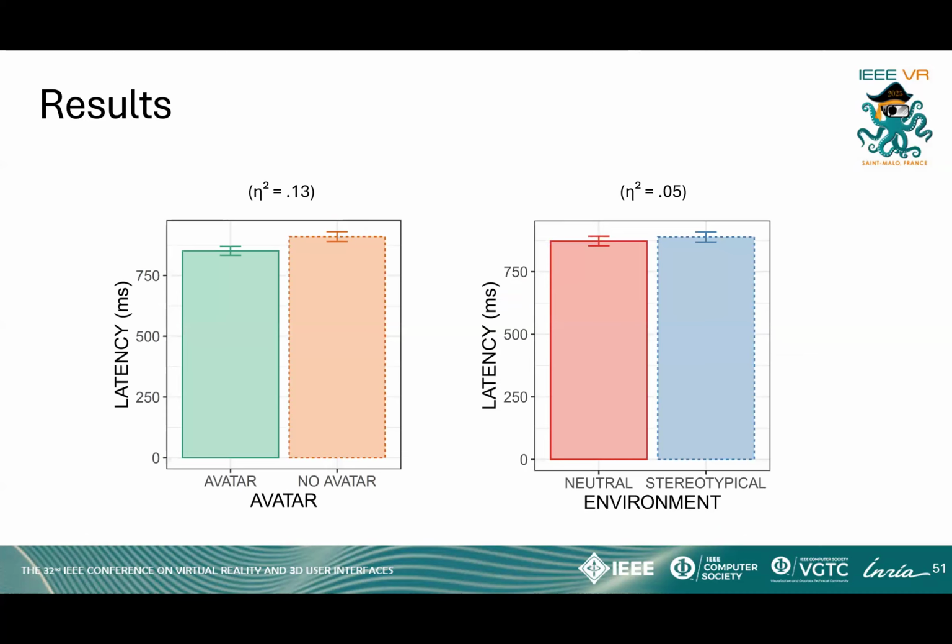Next, we looked at latency and how the avatar and environment conditions impacted that. Participants without an avatar had higher latency, which means they were slower to respond. And participants in the stereotypical environment also had higher latency and were slower to respond than participants who were in the neutral condition.